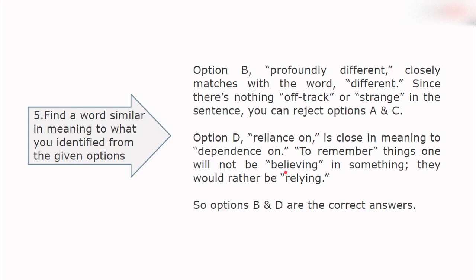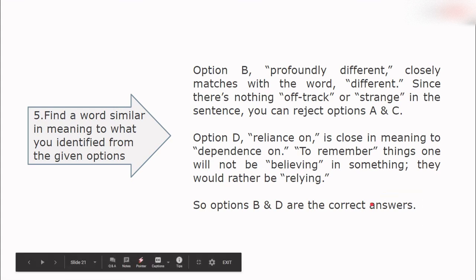Then for the second blank, option D, reliance on, is close in meaning to the word dependence on. Both the other options mean belief, so they don't really fit. So depending on someone or something is mostly different from believing in something. So option B and D are the right answers and others are not.